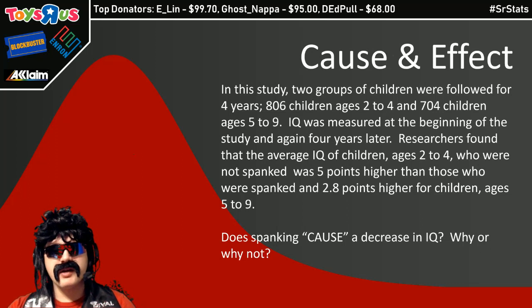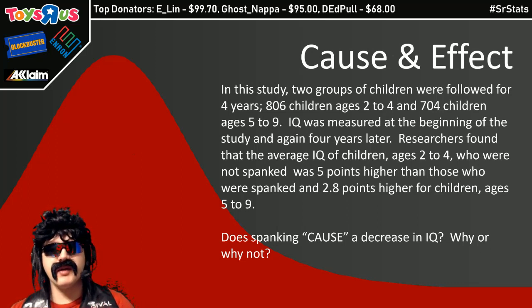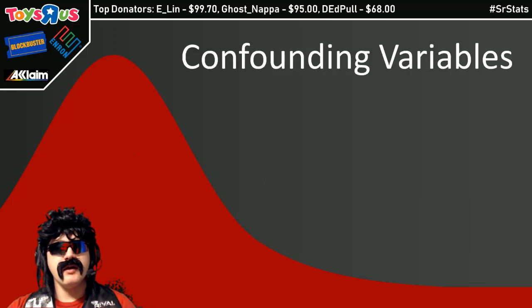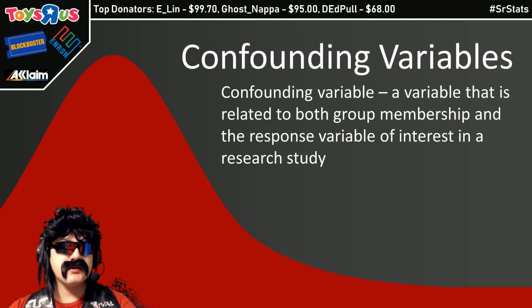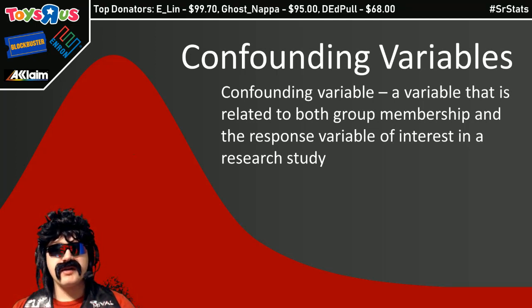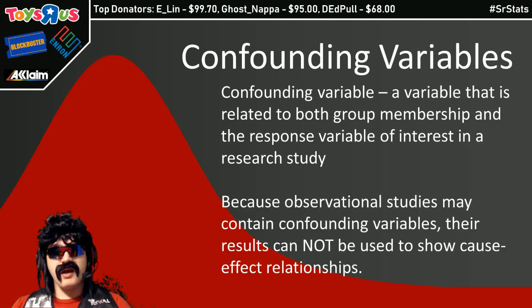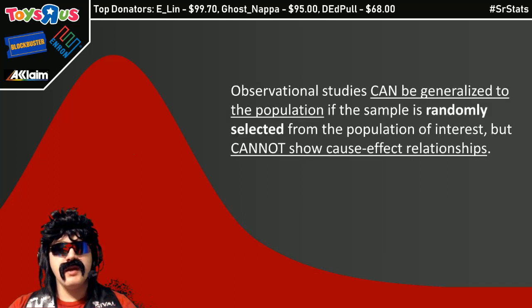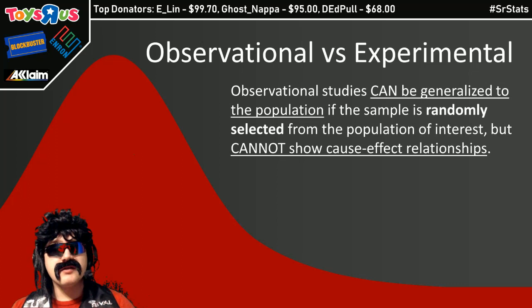Okay, we need to actually see what can be used to determine cause and effect. We need to be able to notice if there's any confounding variables. A confounding variable is a variable that is related to both group memberships and the response variable of interest in the research study. Because observational studies may contain confounding variables, their results cannot be used to show cause and effect relationships. An observational study can be generalized to the population if the sample is randomly selected from the population of interest, but it cannot show cause and effect relationships.